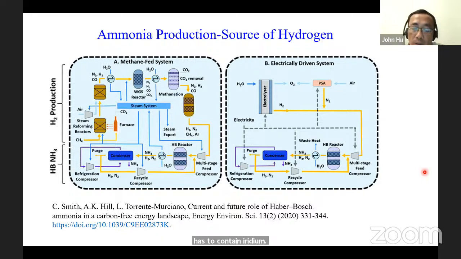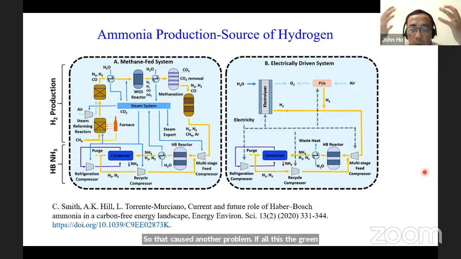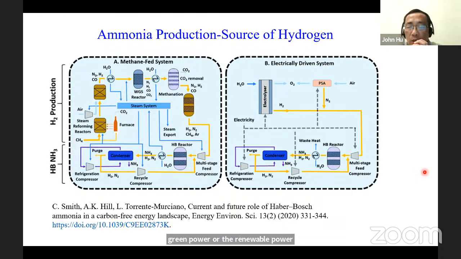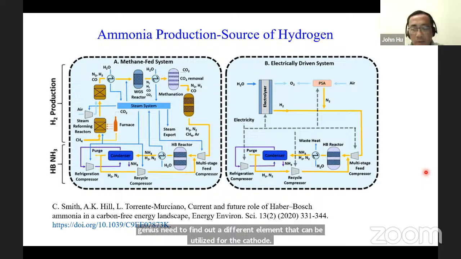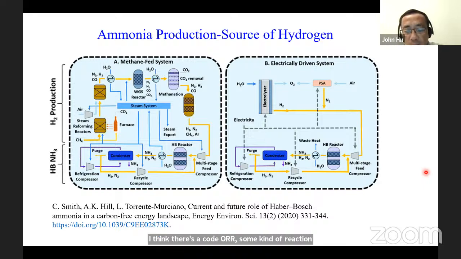So that causes another problem. If all the green power or renewable power is turned into supply for electrolyzers around the world, you are going to deplete the iridium in the world. There is not enough. That's another challenge. Some genius needs to find different elements that can be utilized for the cathode. I think there's something called ORR, some kind of reaction. Anyway, I hope some of the PhD students in the audience whose research is electrochemical can ask questions. I have a little research in that area, but I'm not an expert.